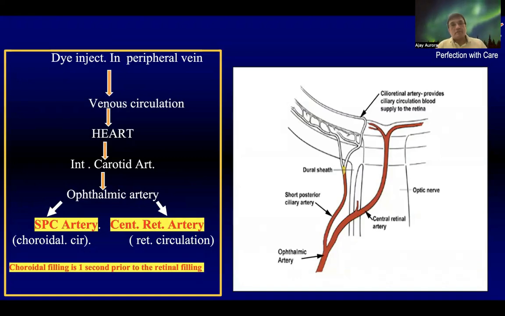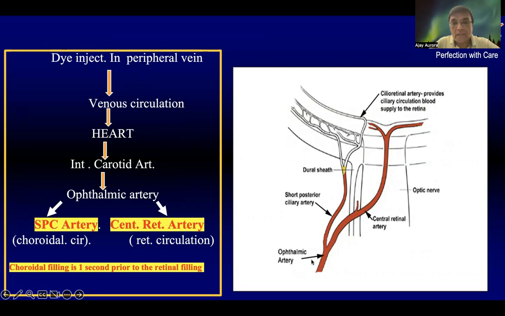And what happens to the dye once it gets injected in the peripheral vein? It gets into the venous circulation, goes to the right side of the heart, and then to the left side of the heart. And from the left side of the heart it goes to the internal carotid artery. And from the internal carotid artery it goes to the ophthalmic artery.